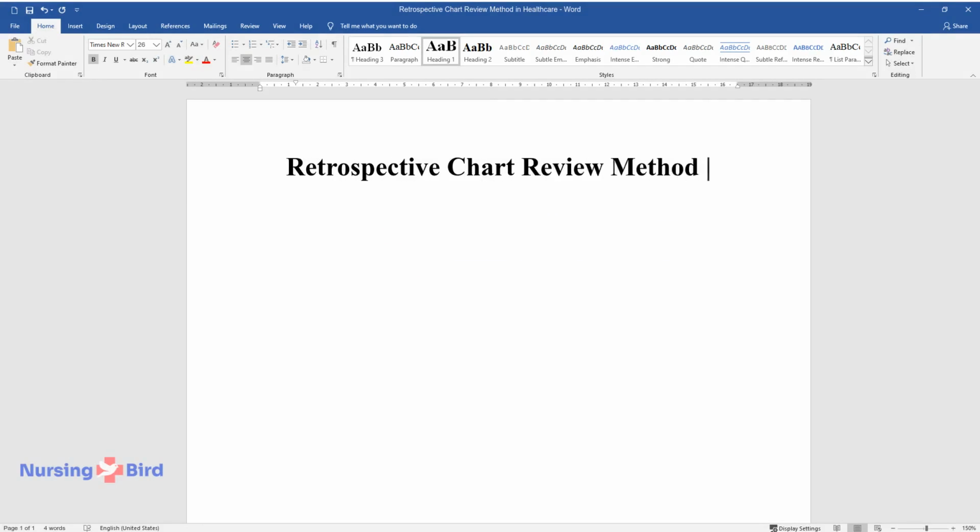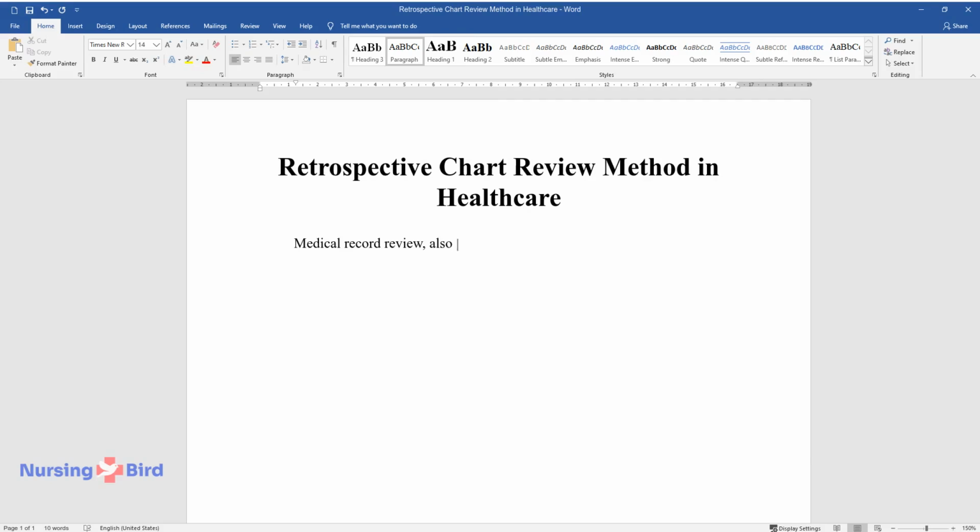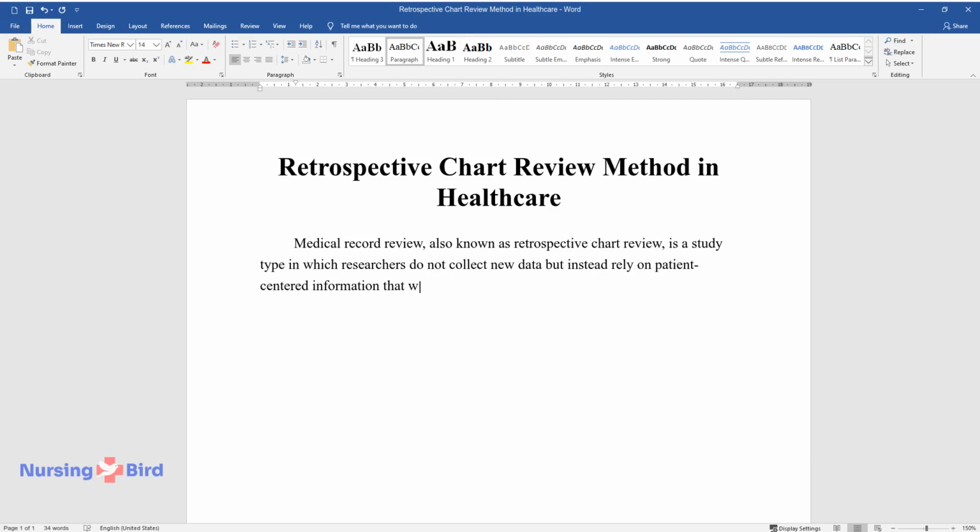Retrospective chart review method in healthcare. Medical record review, also known as retrospective chart review, is a study type in which researchers do not collect new data but instead rely on patient-centered information that was already collected.